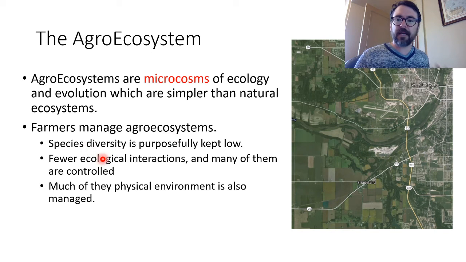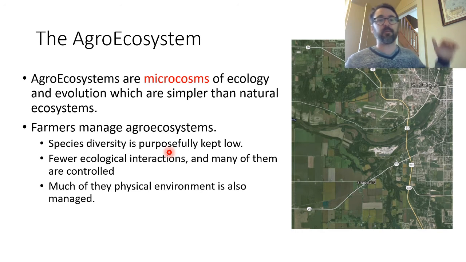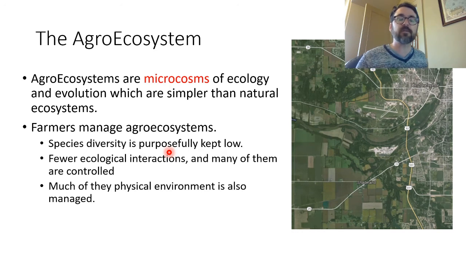In agroecosystems, diversity is kept low on purpose. Right? So not every weed can invade a really tall cornfield. And the weeds that invade tall and short corn and soybeans, respectively, are different. So there's fewer interactions, and many of them are even controlled by spraying. So weeds are removed, and certain herbivore pests are removed.